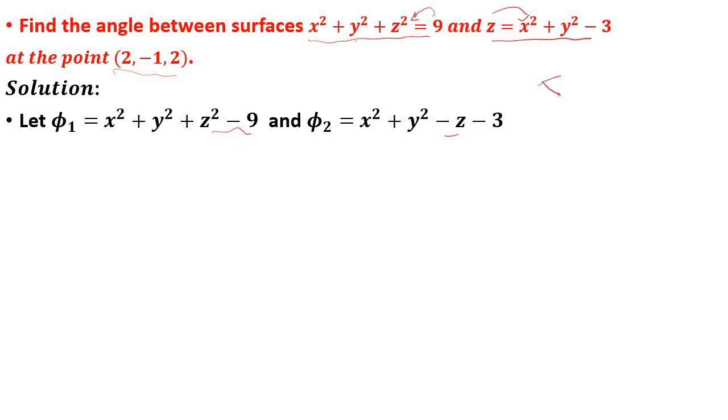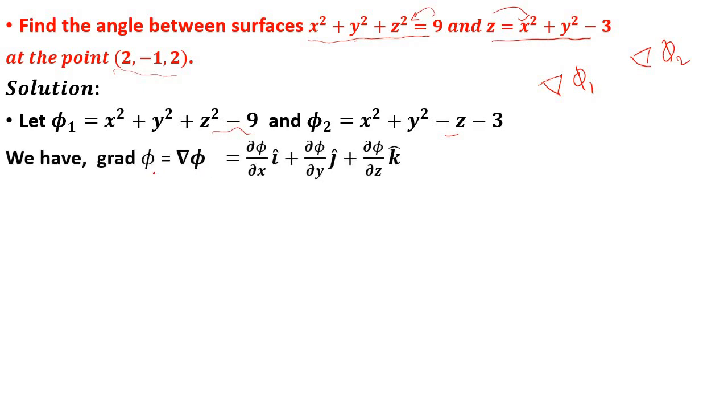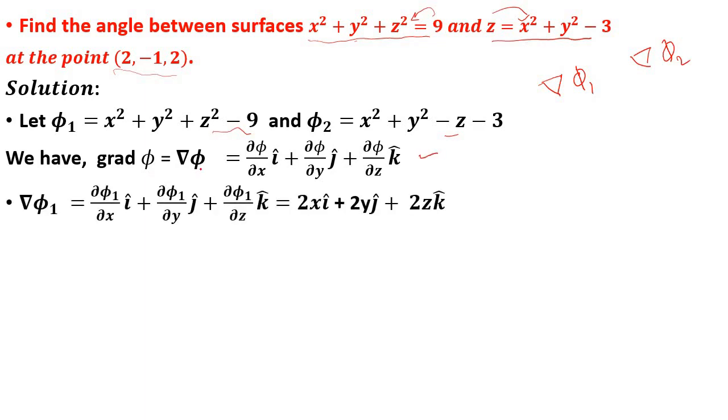How to find the angle between the two surfaces? To find that, first I want the gradient of the two surfaces, del phi 1 and del phi 2. So find those two. First find del phi 1. That is, first consider the gradient of phi. In that, I will replace phi by phi 1. Differentiate phi 1 with respect to x, you will get 2x into i. These three terms reduce to 0 because they are independent of x. Then differentiate phi 1 with respect to y, you will get 2y. Differentiate phi 1 with respect to z, you get 2z. This is del phi 1.